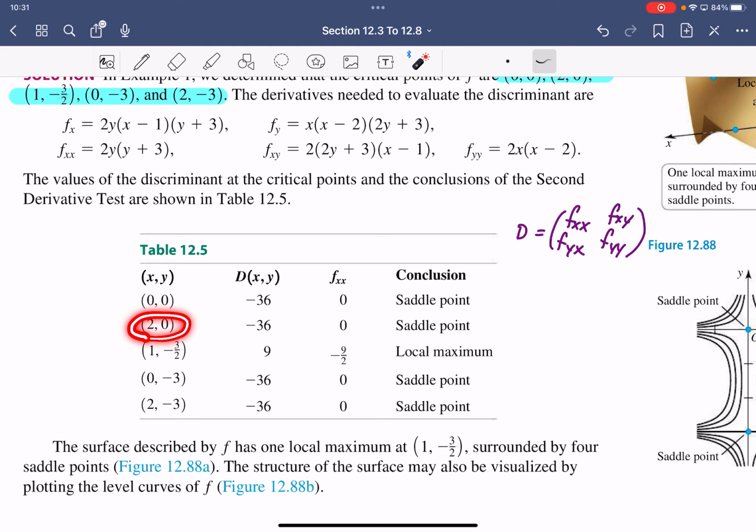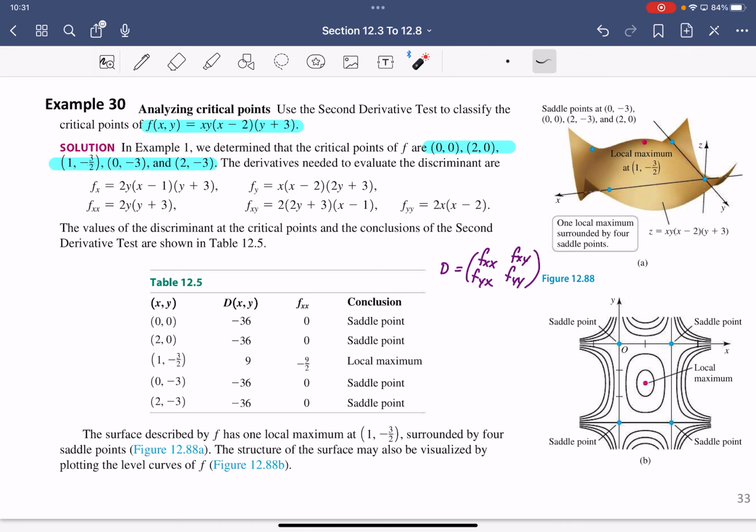At (2, 0) here, you plug in, you get negative 36, saddle point. Here you plug in, you get 9. So it's going to be a local max because fxx is less than 0 as well. So you keep doing it. If you have more than one critical point, you have to do all of them.